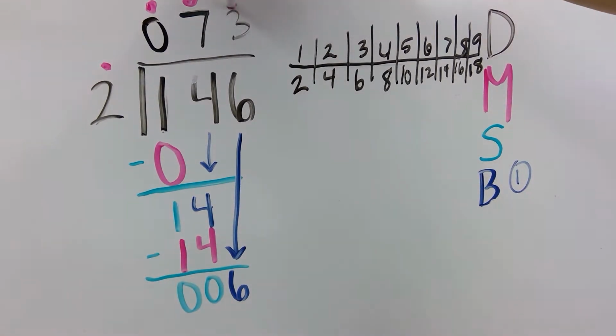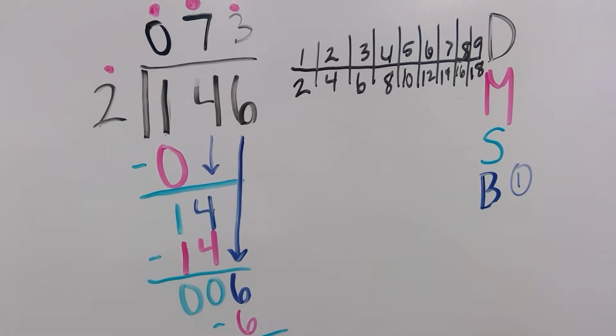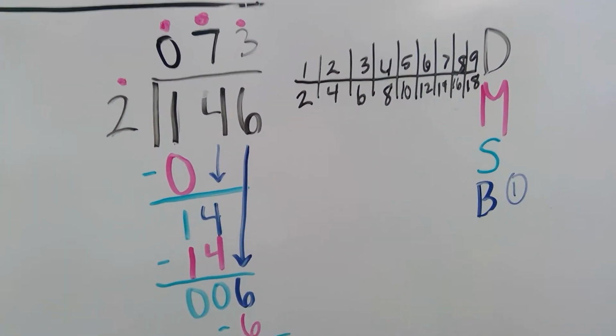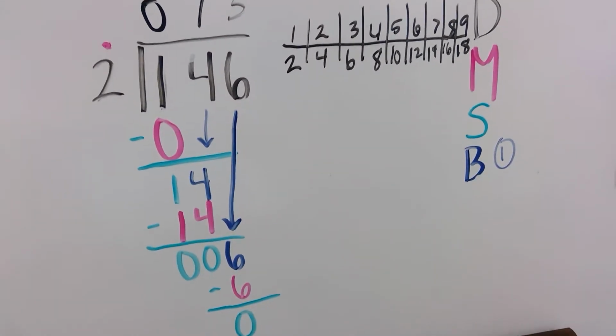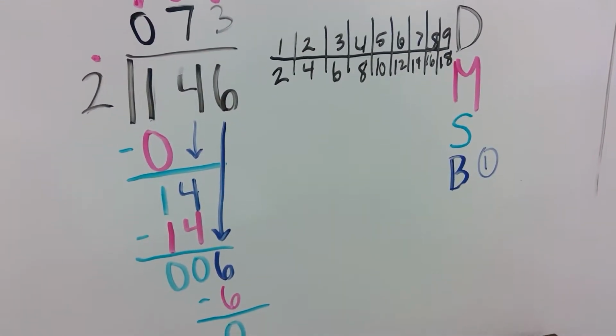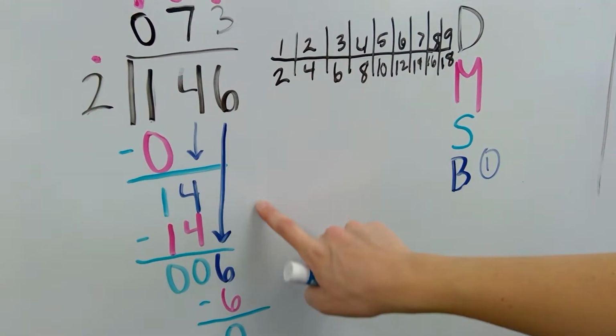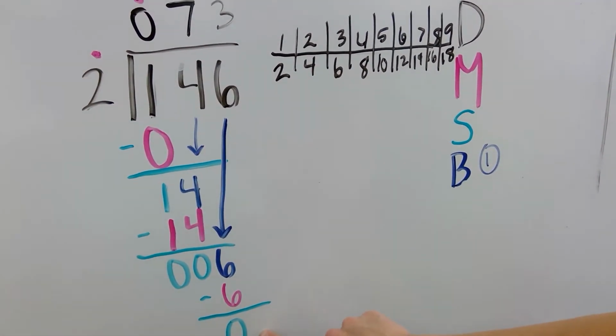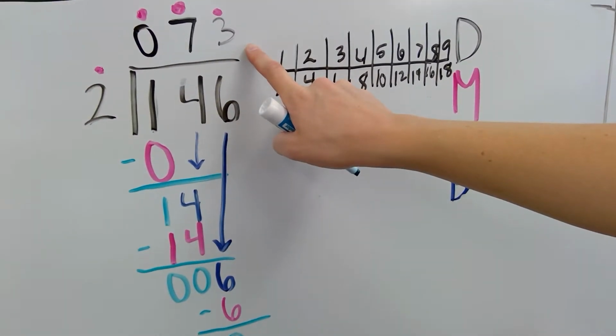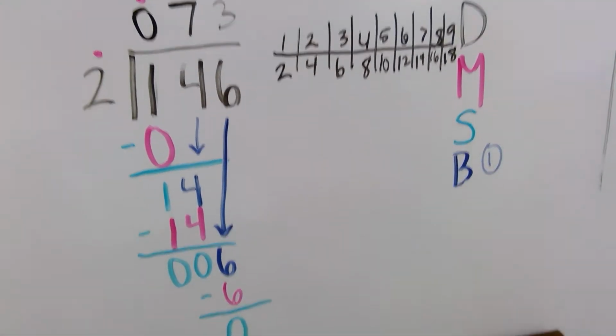Now I multiply my 3 by my divisor, which is 2, and I get 6. Now I'm going to subtract, and when I subtract, I get 0. Let me zoom this out just a little bit so you can see it all. All right, when I subtract, I get 0. There is nothing else to bring down from the dividend. There are no remainders, so my answer is 73.